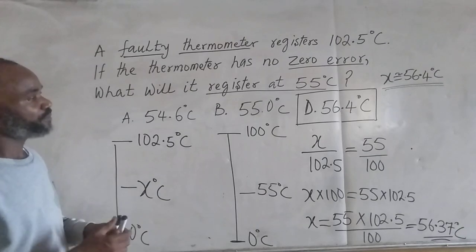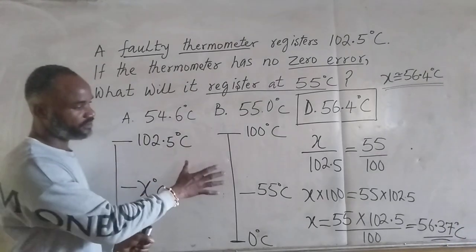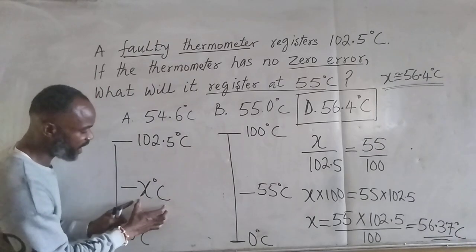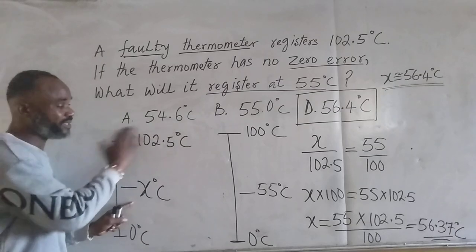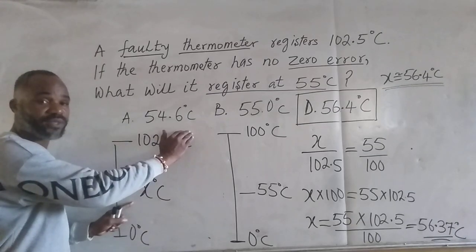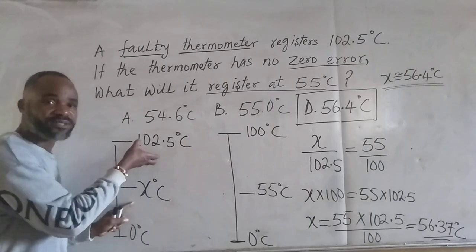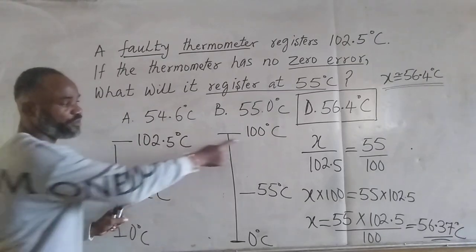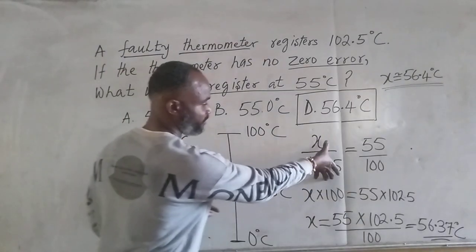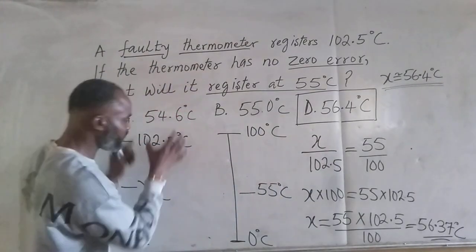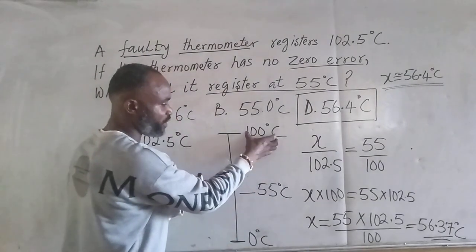Now the next thing to consider is that when you do this, try to equate whatever you have at this point over whatever you have here, because this is the highest point. The ice point is this, but it's wrong, there's some error here. It should have been this. So we take this over this, and we equate it to what we have here. So 55 over 100. Can you see?